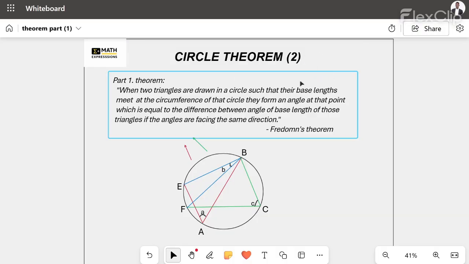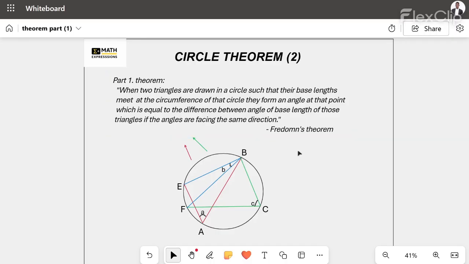Now let's get started. What does the theorem say? It says that when two triangles are drawn in a circle such that their base lengths meet at the circumference of that circle, they form an angle at that point which is equal to the difference between the angles of the base length of those triangles, if the angles are facing the same direction. This theorem is called the Fredonm's theorem.